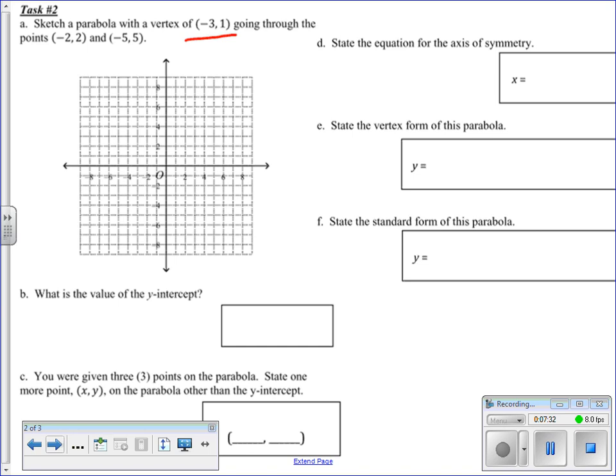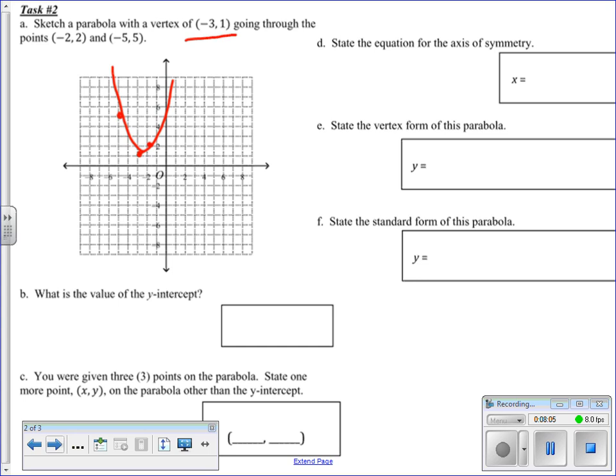By the way, online, those points were cut off. I fixed it, so if you go back online and print up a new blank one, they're fixed now. I don't know if anybody looked, but these points were cut off for some reason. (-3, 1), it's right there. Going through (-2, 2), (-2, 2) is there. (-5, 5) is right there, and I go like this.